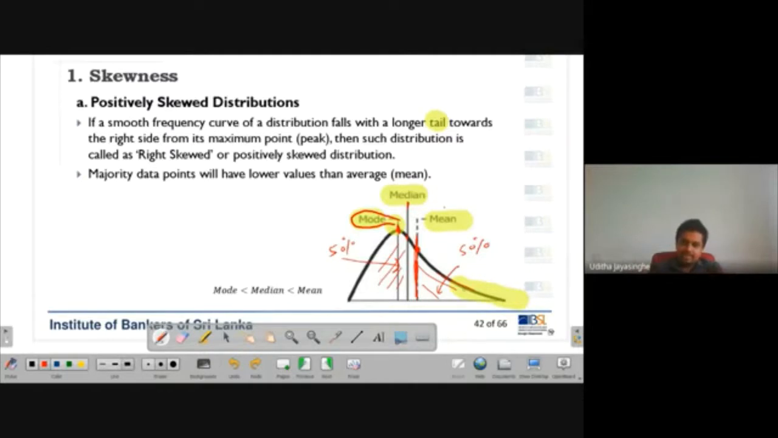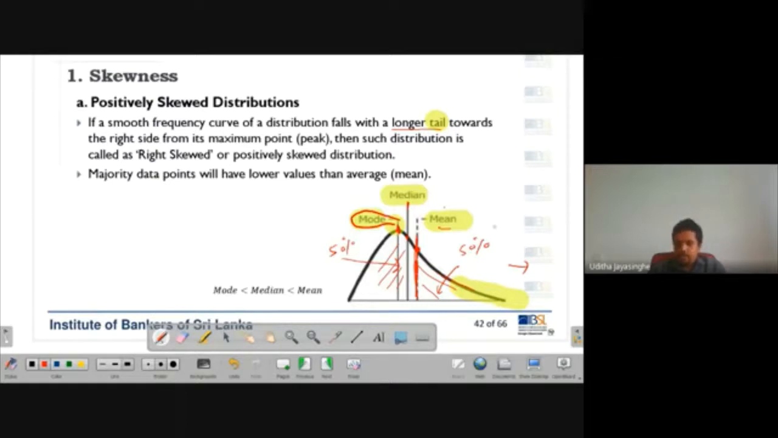So I told you the easy way to remember the nature of the mode, median, and mean. You start with mode always. The maximum height point in this normal distribution is your mode, no brainer. And median is also always going to be the middle value. So depending on whether you're looking at the longer tail towards the right-hand side, right skew or positively skewed, your mean is also going to that particular side.